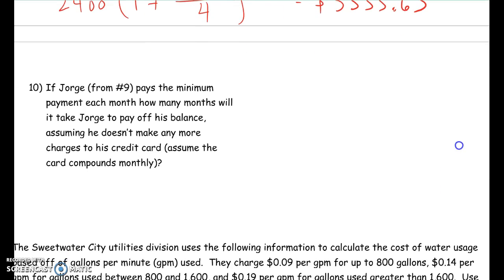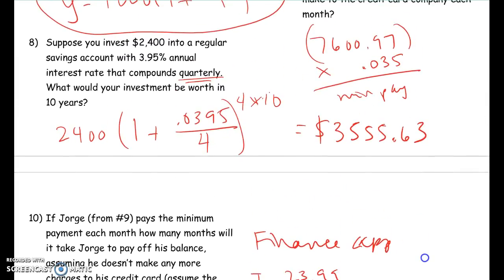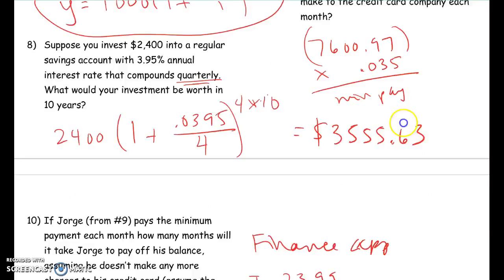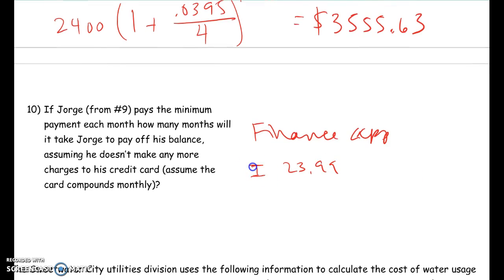All right, number 10. If George pays the minimum, how long will it take him to pay this off? Woohoo! Okay, this is where you're going to go to the finance app. And I'm not going to do this right now for the sake of time, and my video is about to cut me off. So go to the finance app. You know, your interest is what it said above, 23.99, I think. What was it? Yeah, 23.99. And your present value is how much money was in there, which I've already forgotten. It was like 7,000 something, okay?